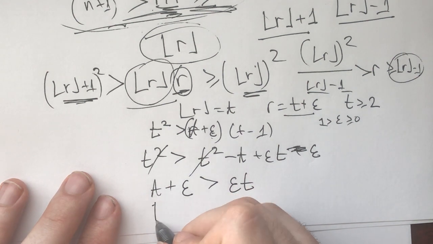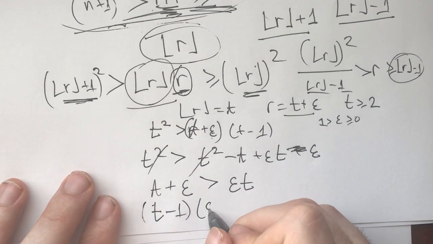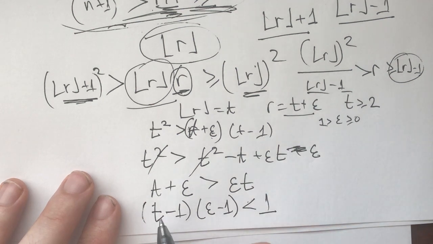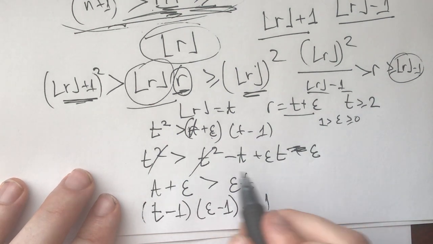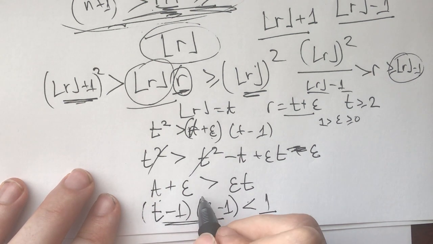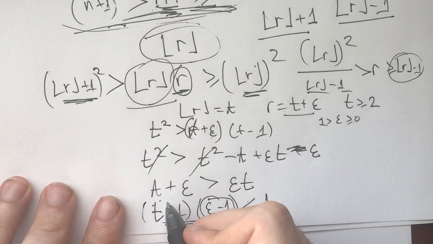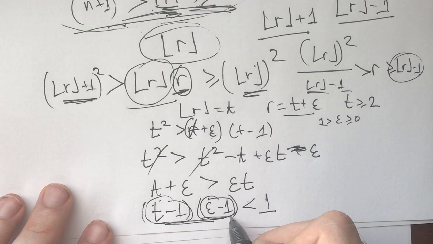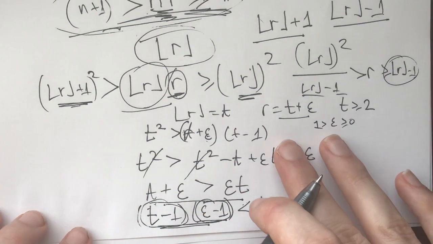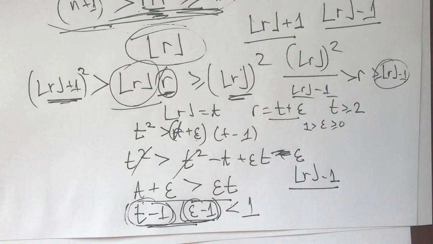We should be able to factor this. This is t minus 1 times epsilon minus 1 is less than 1, if I'm not mistaken, that's the factoring. Like if I take these to the other side and add 1s, yes, this is the factoring. And wait, this is definitely true because epsilon minus 1 is negative, and t minus 1 is positive, so this is definitely less than 1. So this is definitely true. Oh, I didn't get that. So it seems like the floor of r minus 1 also gives us a solution here.